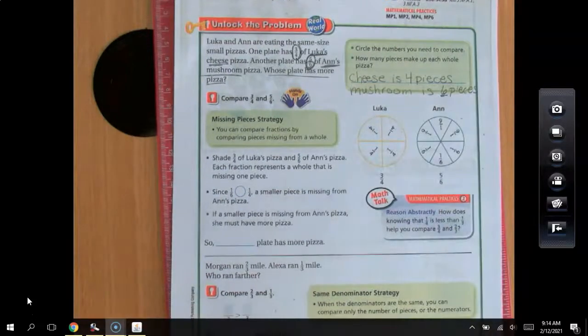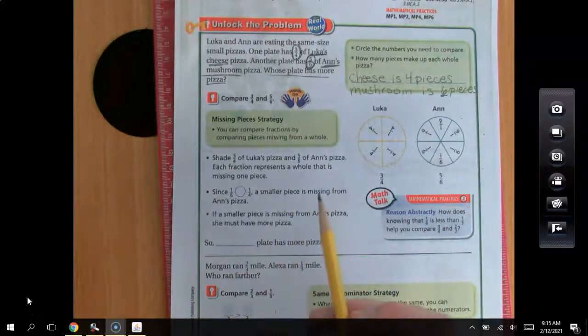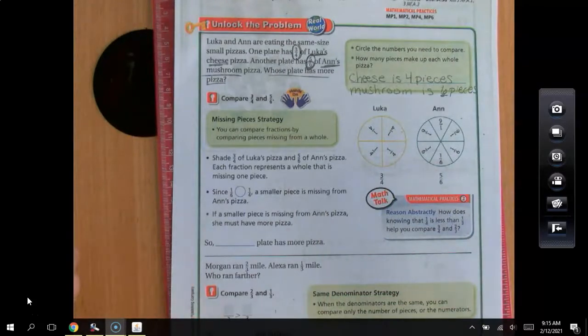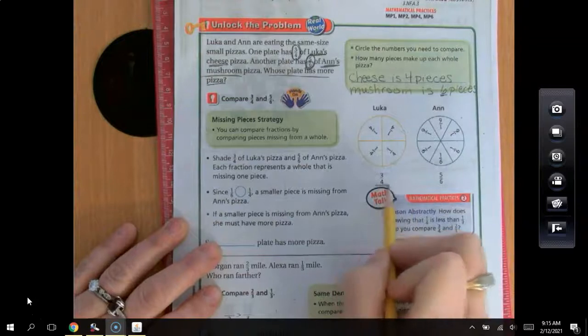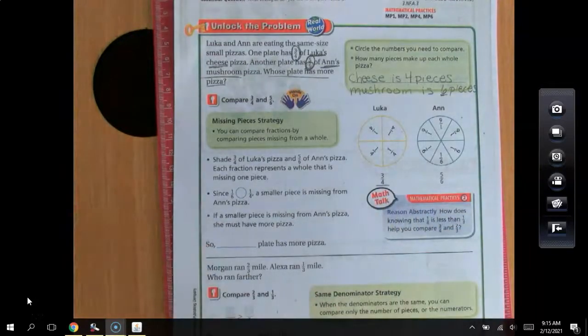Now what we're going to do is shade Luca's pizza, and then we're going to shade Anne's pizza. So Luca had 3/4 of a pizza. 3/4. So how many pieces do you think that we need to shade?